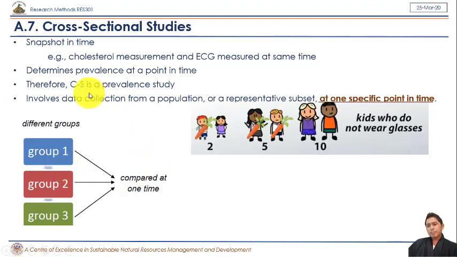So here I got an example of kids who wear glasses. At that point of time, I just got the data of kids who are wearing glasses and who are not wearing glasses, and these are the kids who are not wearing glasses. So nothing to get confused with this one. It's just data that's derived from a specified point of time.